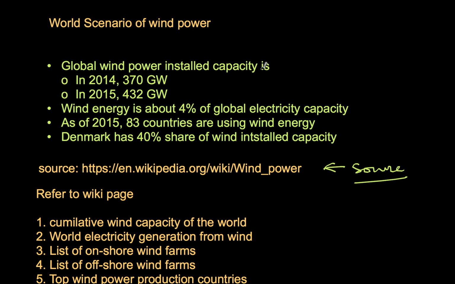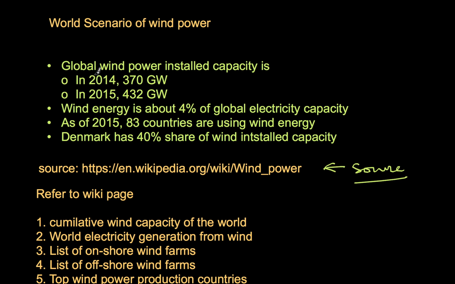So you should know some general global numbers, so that if some politician makes a statement that we are going to install this many gigawatts by this year, you can actually make sense of whether the promise is achievable or not, feasible or not feasible, and things like that. So have a look at these numbers now.